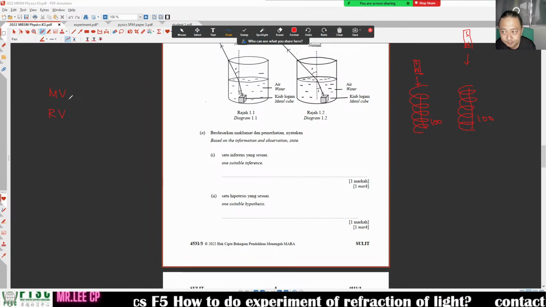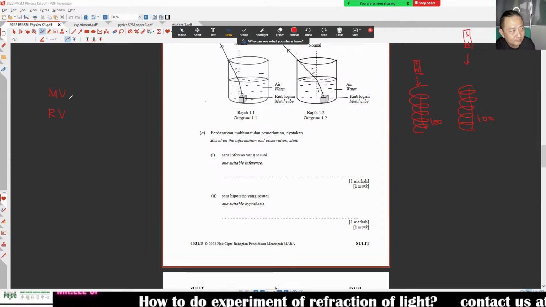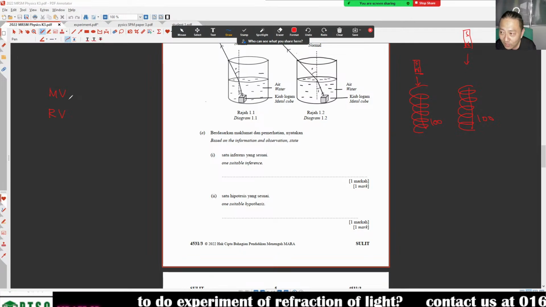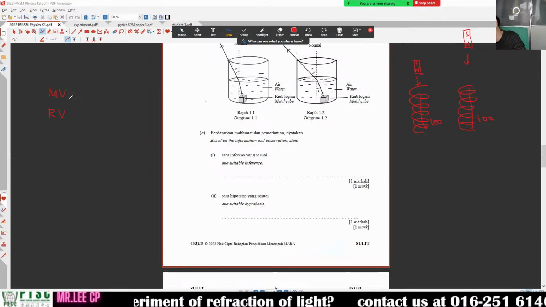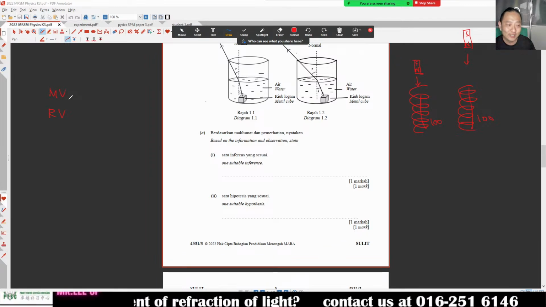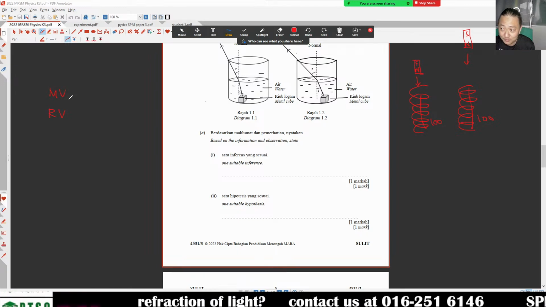Manipulated variable. What is a manipulated variable? I simply choose one. I simply take one. What is the manipulated variable here?